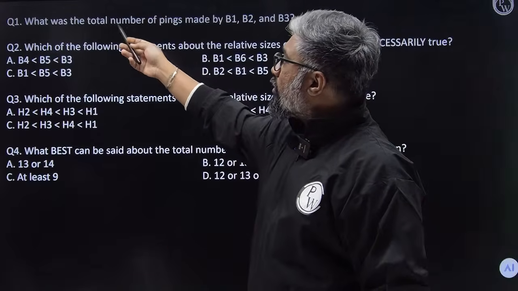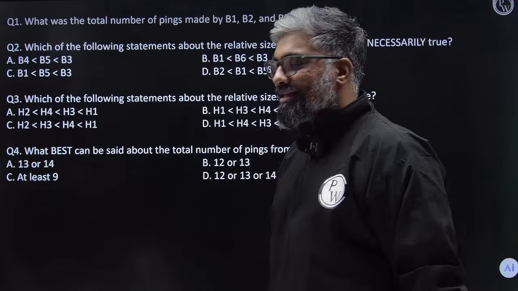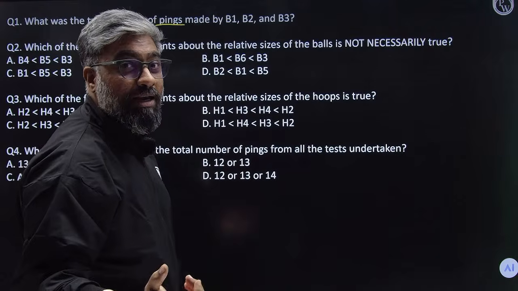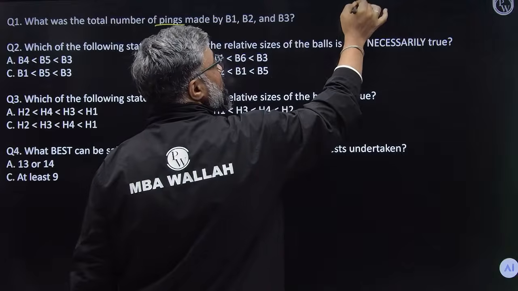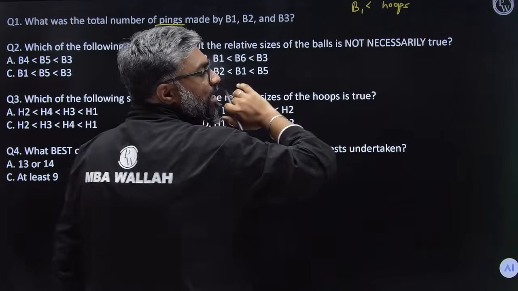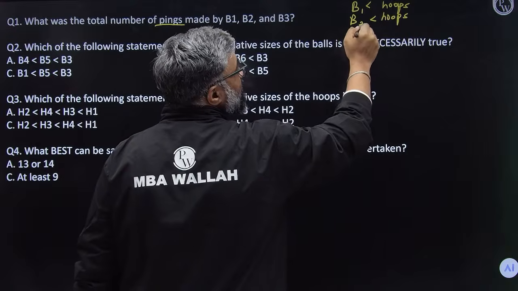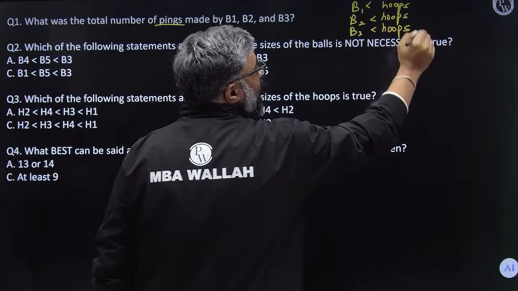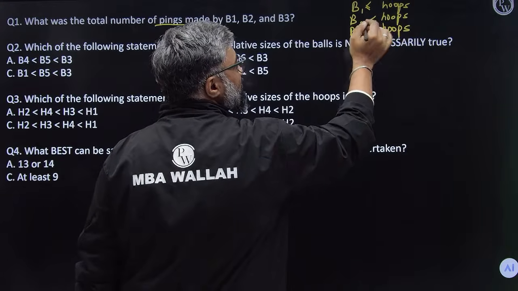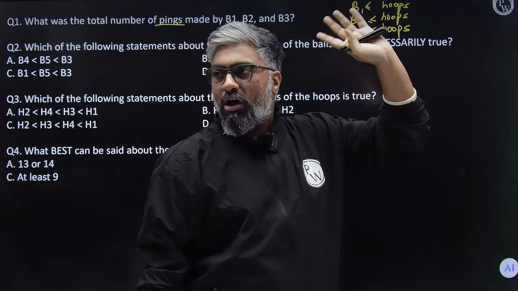The actual question is, what is the total number of pings made by B1, B2, B3? Indirectly, what are they saying? Pings means what? The ball should be smaller than the hoops, correct? So they are asking, B1 is smaller than how many hoops? B2 is smaller than how many hoops? B3 is smaller than how many hoops? Correct? Because that's when we will hear a ping, or let's say equal to also. Technically equal to will not make sense, but it doesn't really matter to us. Okay. So if we know how many hoops, then we can find out how many pings it will make.